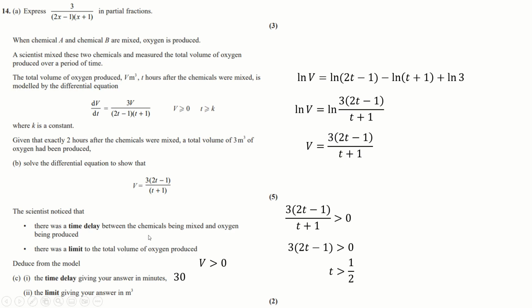The limit, so as t gets really, really big, imagine throwing in a massive number into here. You just have 6t on the top and t on the bottom. The t's cancel and you're just left with 6. The minus 1 and the plus 1 just become irrelevant, so the answer is just going to be 6.